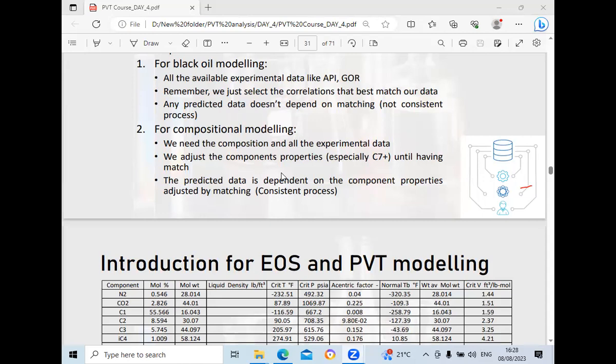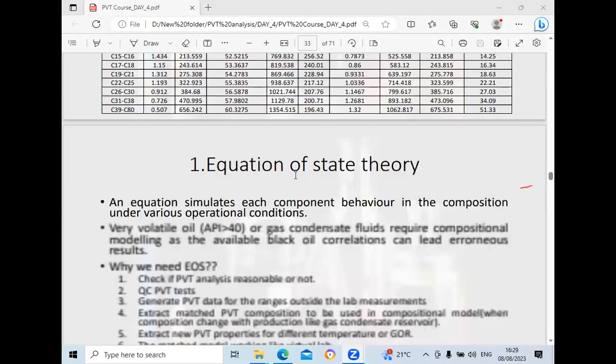But for compositional models, we adjust the component properties, especially, we are going to see all of this when we look at the analysis using our PVTP software. But you need all the composition of the hydrocarbon before you can be able to carry out a compositional model.